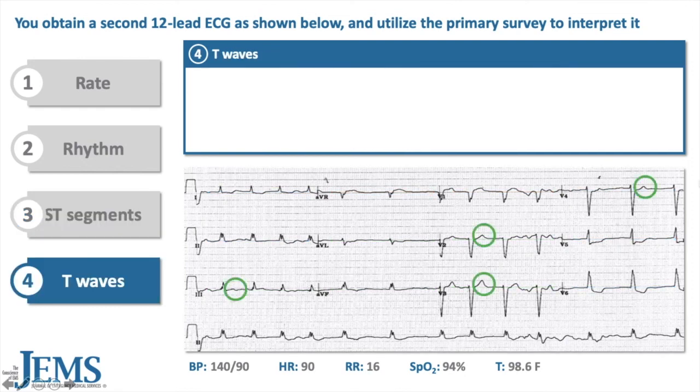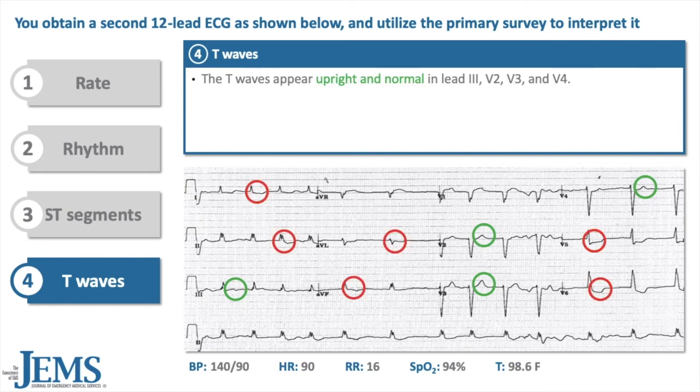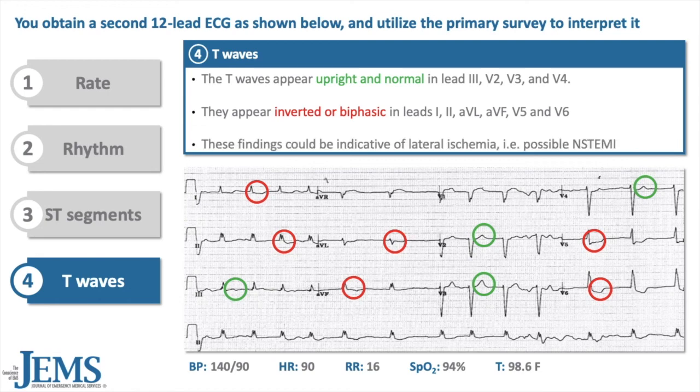The T waves appear upright and normal in leads 3, V2 through V4, while the T waves appear inverted or biphasic in leads 1, 2, AVL, AVF, V5, and V6. These T wave abnormalities can also fit the picture of a potential NSTEMI. So without further delay, let's get this patient packaged up and off to the hospital for further evaluation.